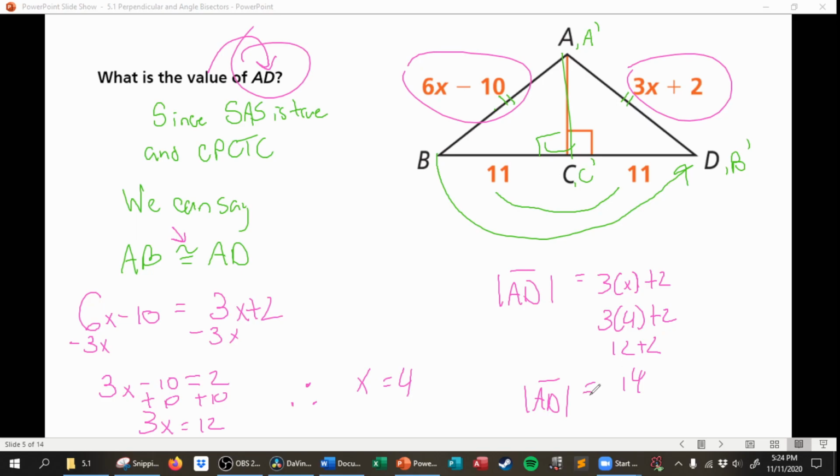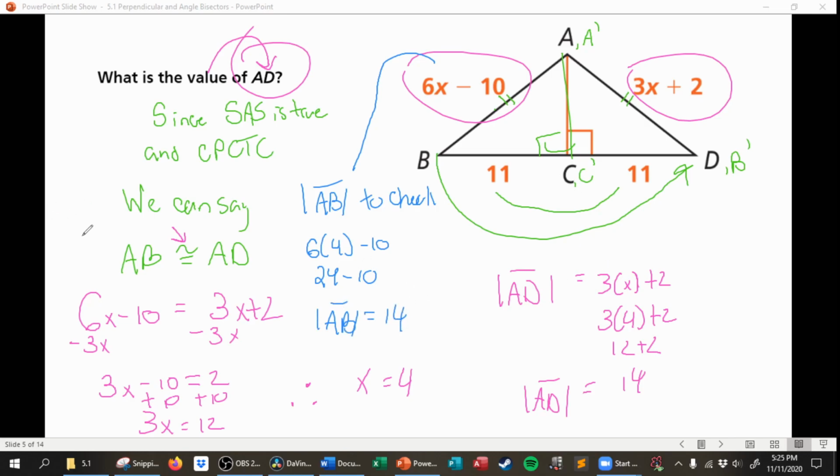Now, just to make sure that I've set this up right, and that I solved for x correctly, I'm going to use this one, AB, to check. Since these are labeled congruent because corresponding parts of congruent triangles are congruent, both of these expressions should give me the same answer if I plug in this value of x. So what is 6 times 4 minus 10? Well, we have 24 minus 10. And AB is equal to 14. And just like we said here, AB is congruent to AD, and 14 is equal to 14.